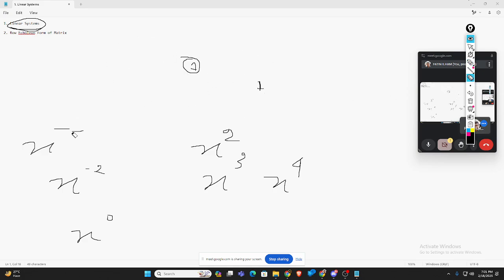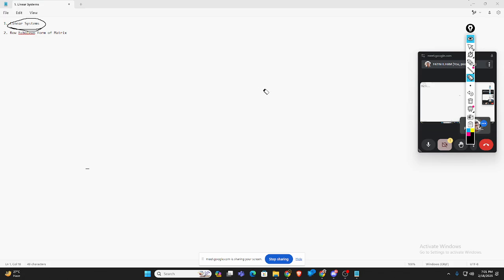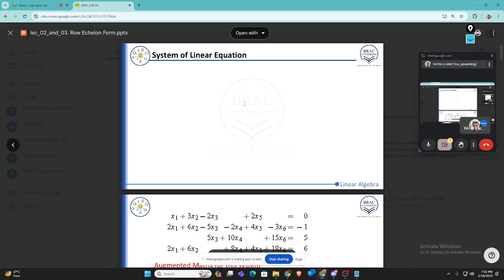So, alright, this is the linear systems part. Now we will proceed to the next part. Alright, so if you are told that there is a linear system, linear systems are arranged like this. This is just an example, so it should be fine.